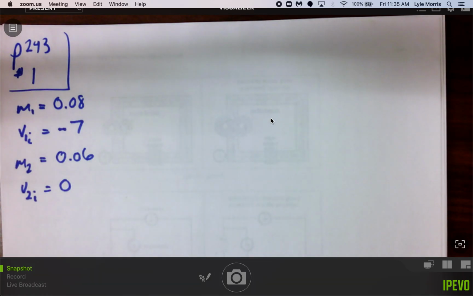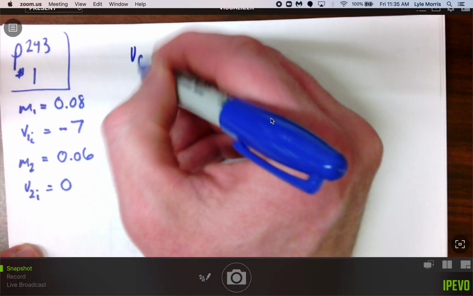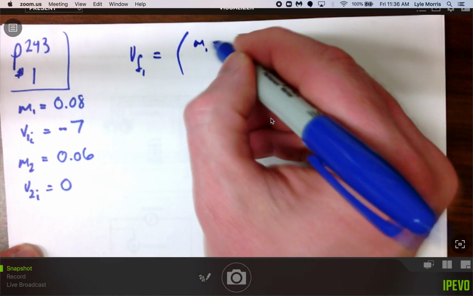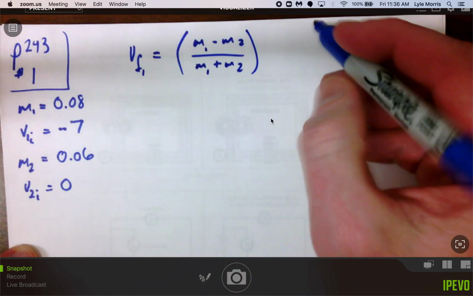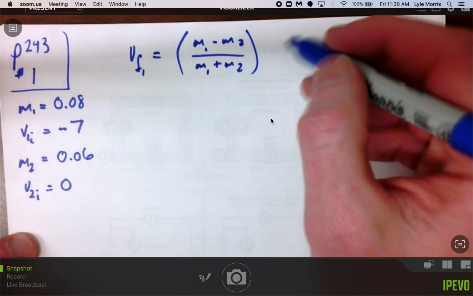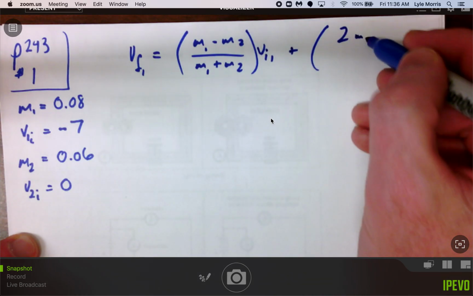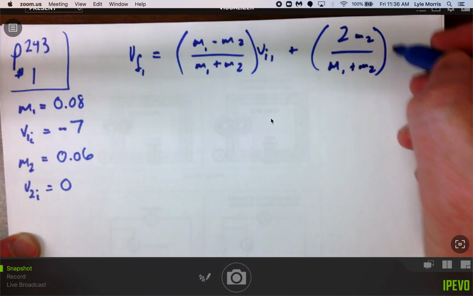All right. So let's go to the formula that we were given. Put it right here. So VF1, or sorry, VF1 equals, write this out, (M1 minus M2) over (M1 plus M2) times VI1, plus 2 times M2 over (M1 plus M2) times VI2.